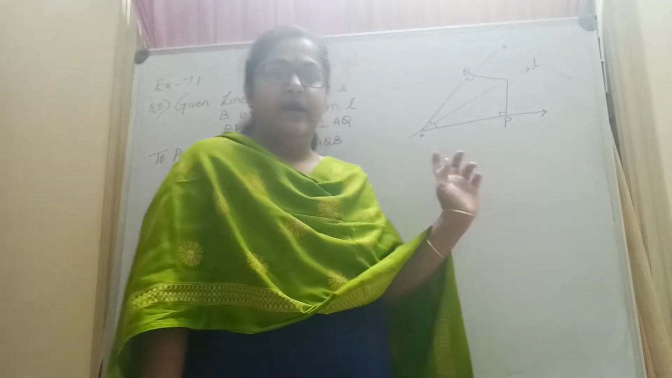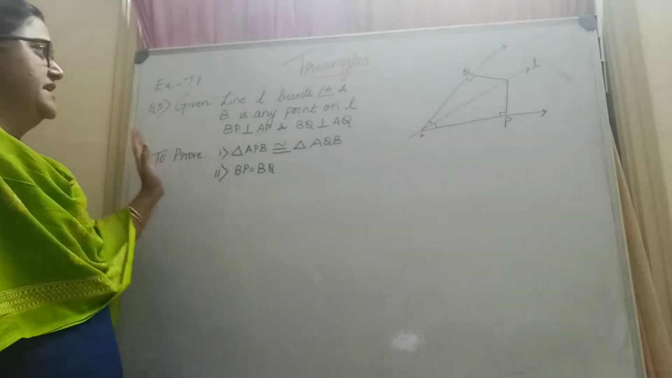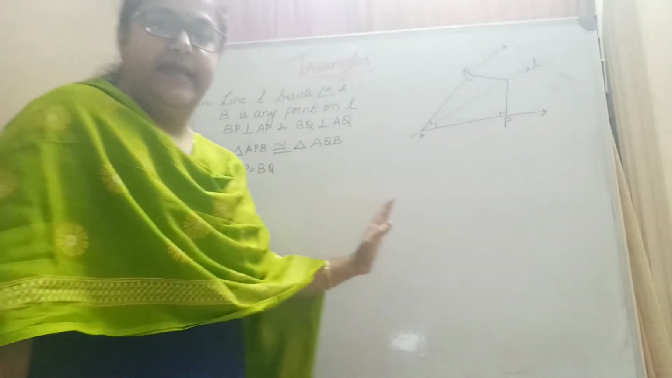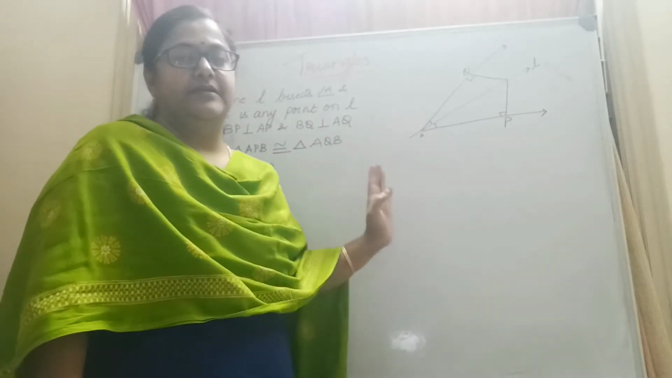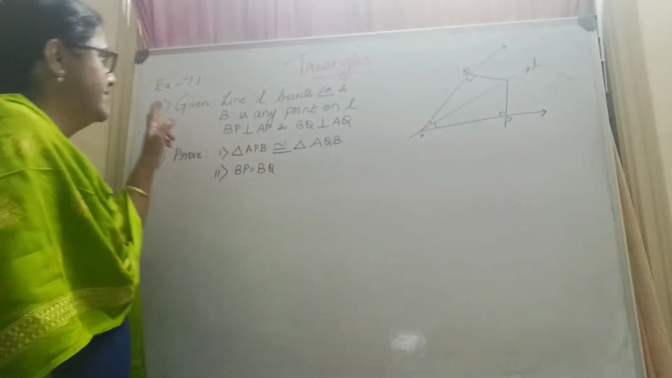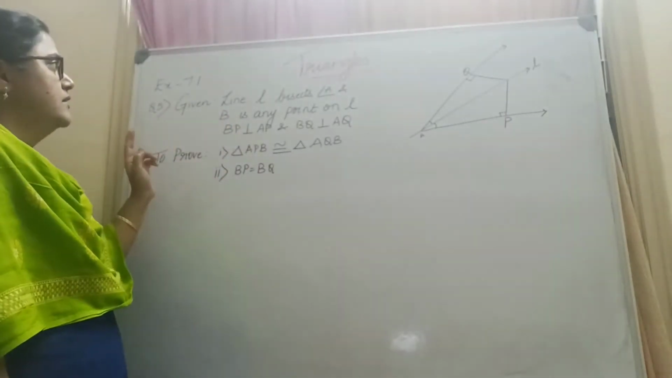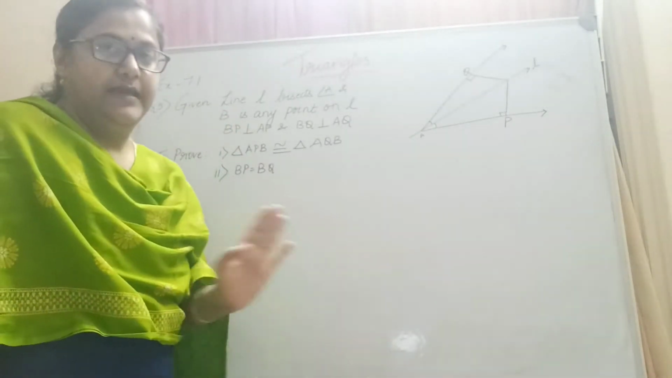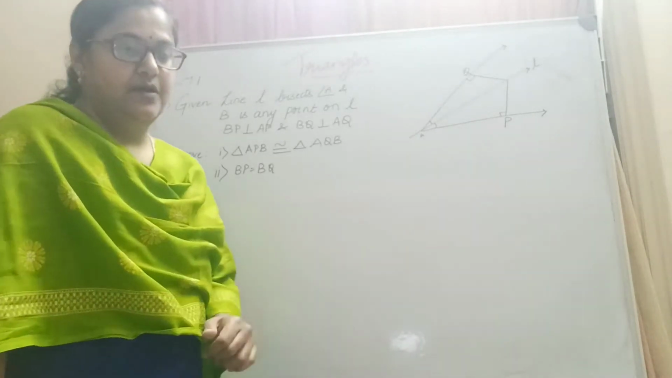In this video, I am going to explain questions number 5, 6, 7 and 8 from the Triangles chapter, class 9. Exercise 7.1 from the NCERT textbook, questions 5, 6, 7 and 8. Now let us see the first question, the fifth question.